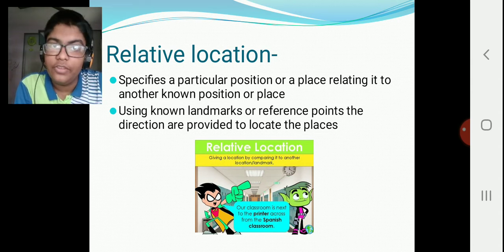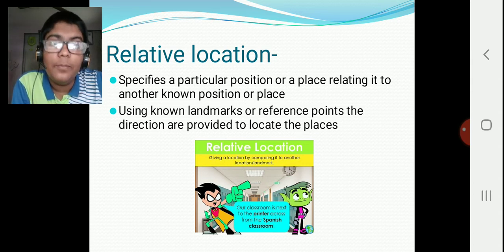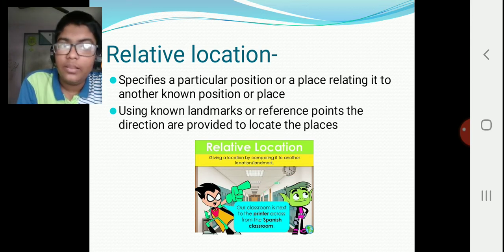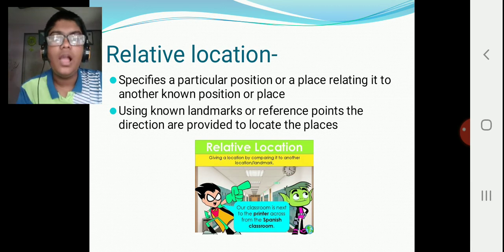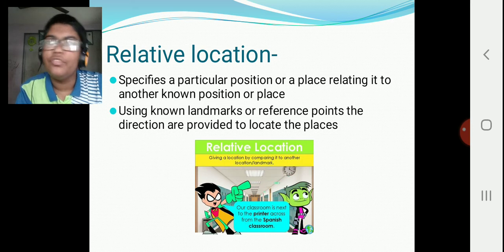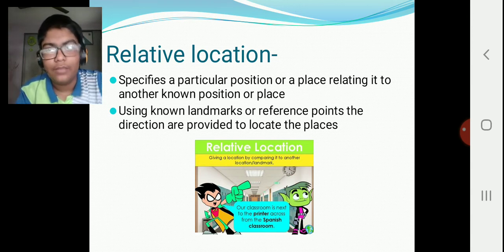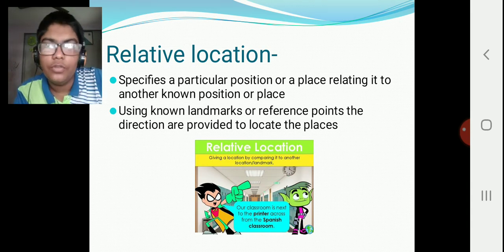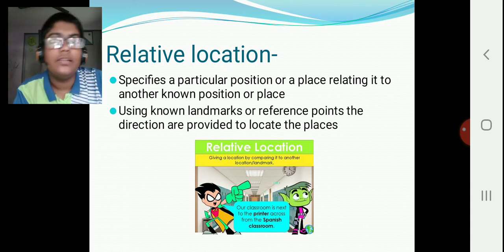First is relative location. A relative location specifies a particular position or a place relating it to another known position or another place. I'll give you an example, and with this you will understand very well what relative location is. Someone comes to you and asks, where is Singania school? You will say, go to Cadbury Junction, and from there turn right and then go straight, and there will be Satkar Residency Hotel, just opposite to that is the Singania school.